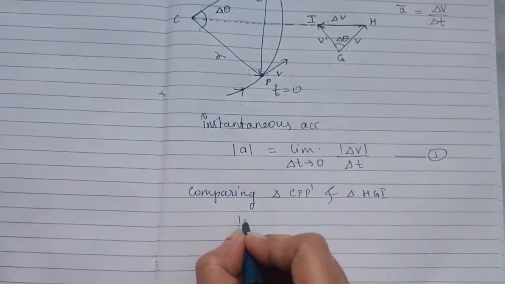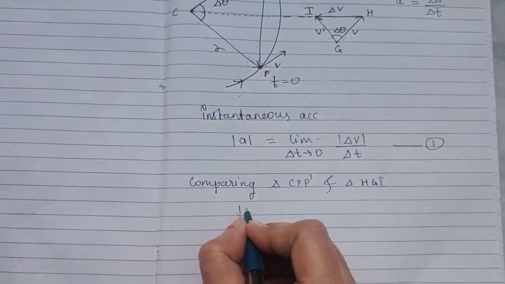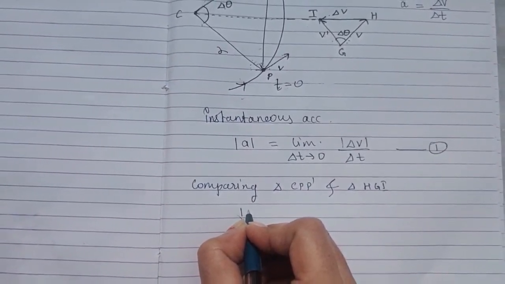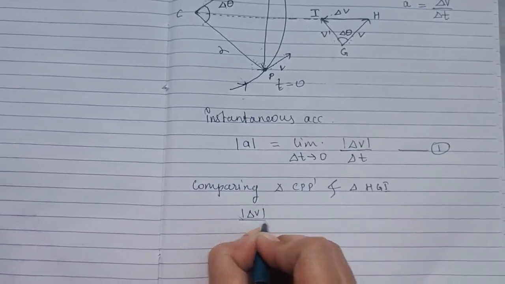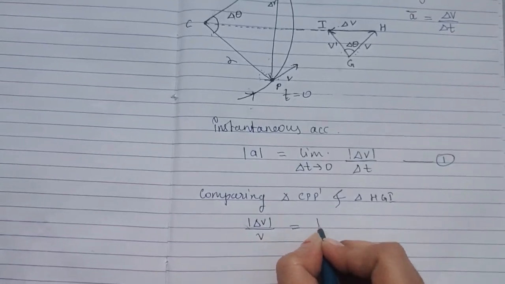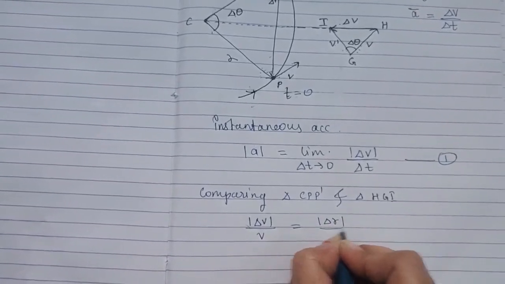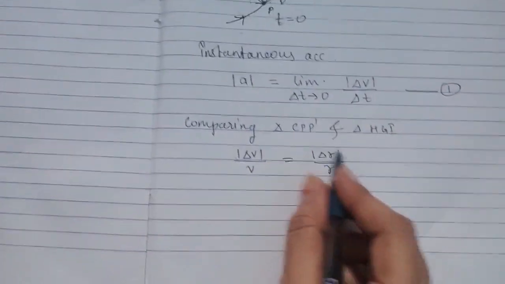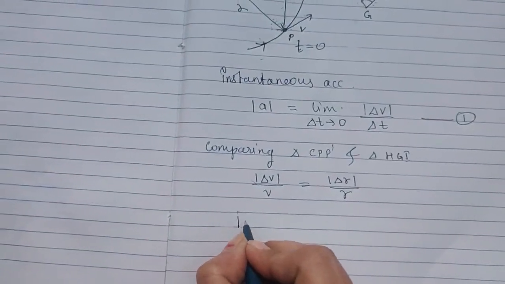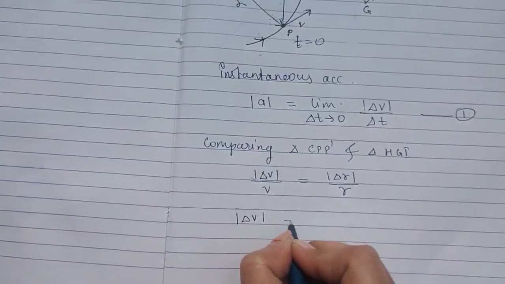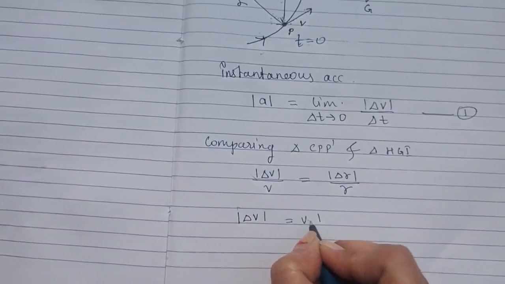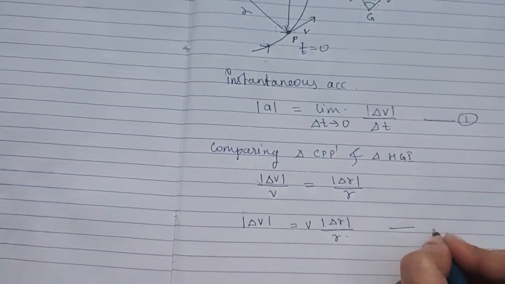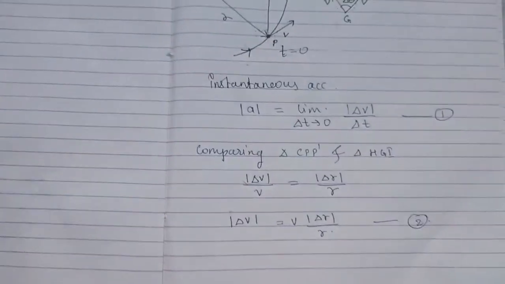So that's what we are going to do, but we have to take the modular value there because, as we can see, directions are different. So we have to take mod delta V by V equal to delta R by R. Okay, so from this we can write delta V is equal to V into mod of delta R divided by R. So here is the second equation.